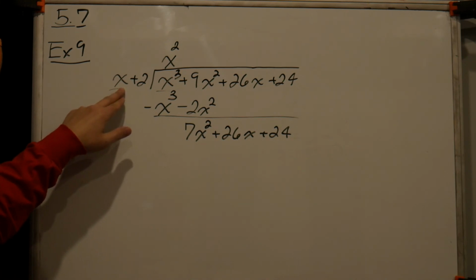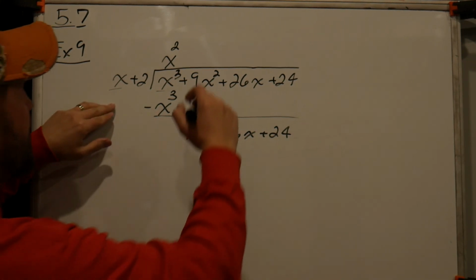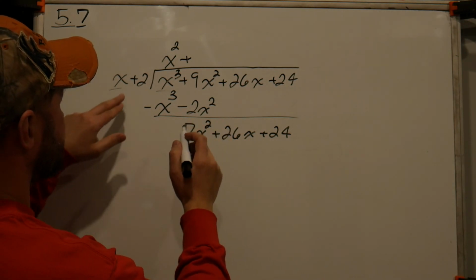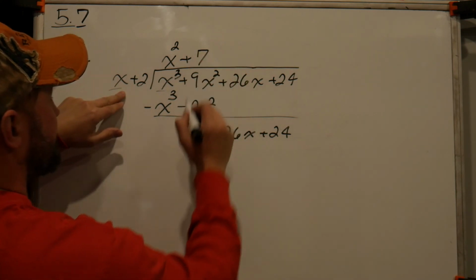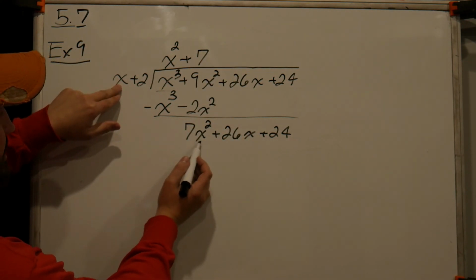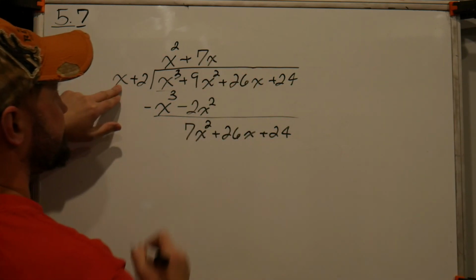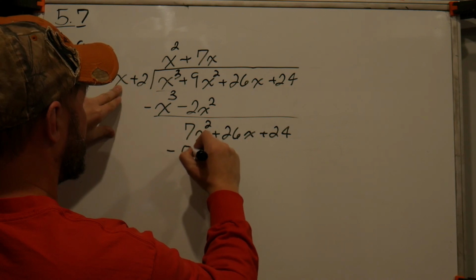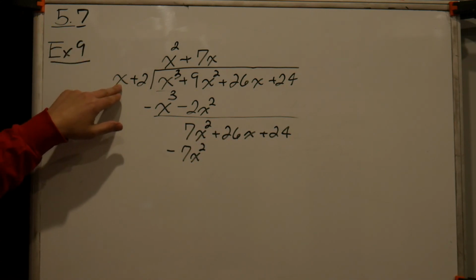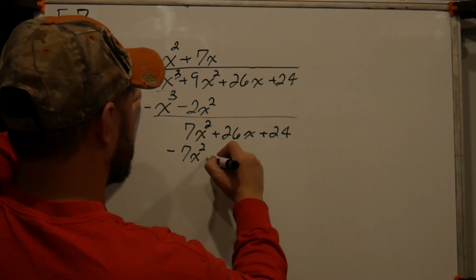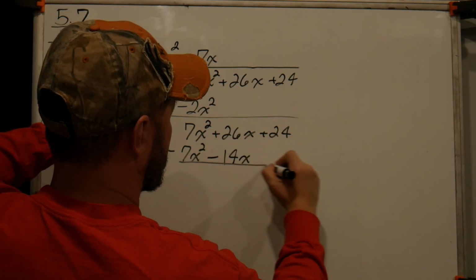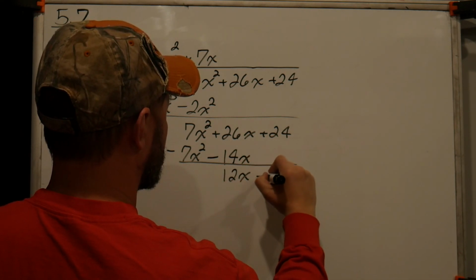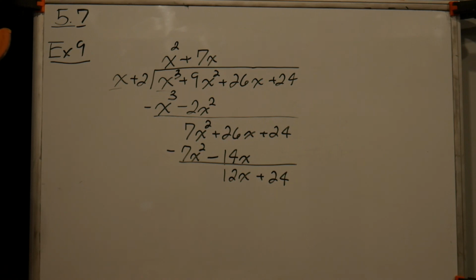Now I need to make the x equal 7x squared. So I need a positive, because that's positive, and I'm going to do the opposite because I'm subtracting. So a positive, well, I need to multiply by 7 to get my 7. To make x equal x squared, I need another x. So positive 7x gives me positive 7x squared. And I do the opposite because I subtract. Positive 14x. So I do the opposite because I'm subtracting. So now I have 12x plus 24.